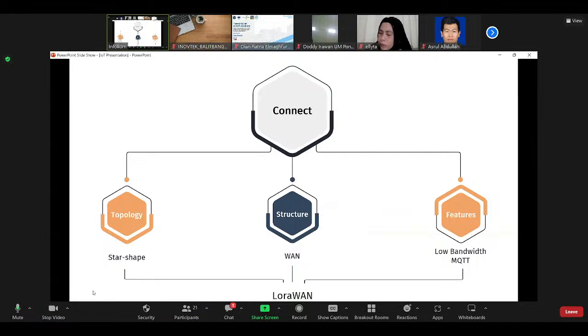Same for the connection. The shape is just a single relationship between the device and the gateway. The devices are not communicating between each other, so it's a star shape. We communicate to the internet, so it's a 1, and the features are low bandwidth, and of course MQTT. So that's why we choose LoRaWAN, because if you remember the hand rule, we are on the part of the LoRaWAN.